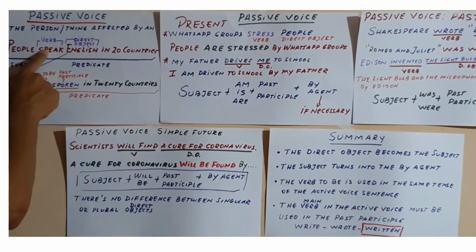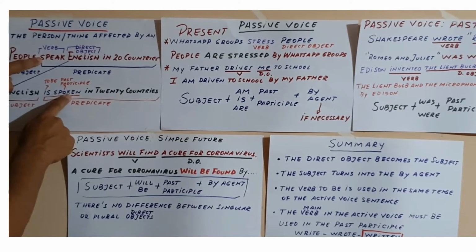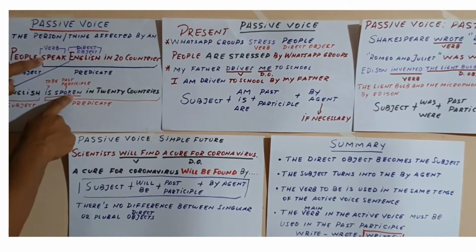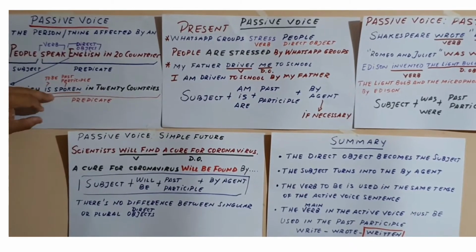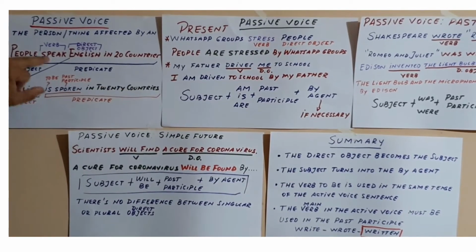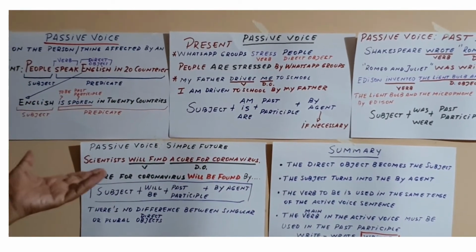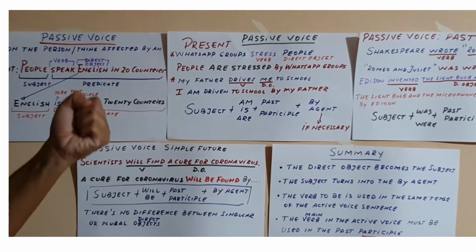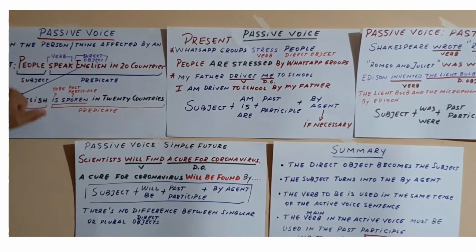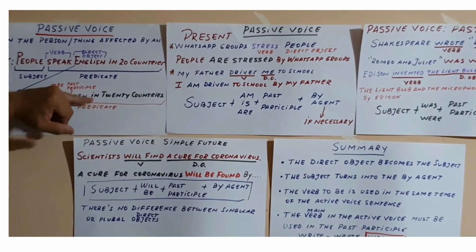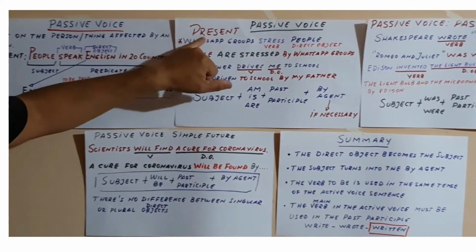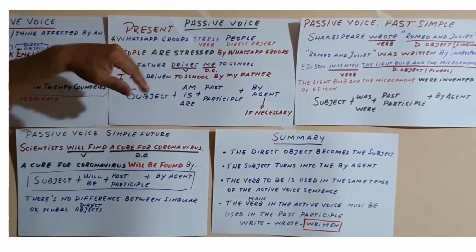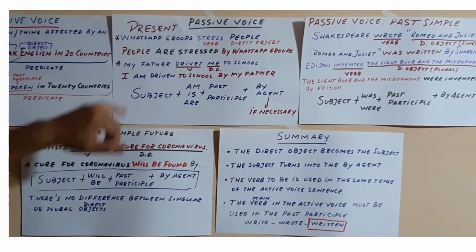So the verb speak is written in the past participle, yes? And the verb to be, obviously. English is spoken in 20 countries. Here the subject is not important because who speaks languages? Well, people. No hace falta poner por la gente en inglés porque se supone que los que hablamos son personas. So, in the present, let's continue with the examples in the present.